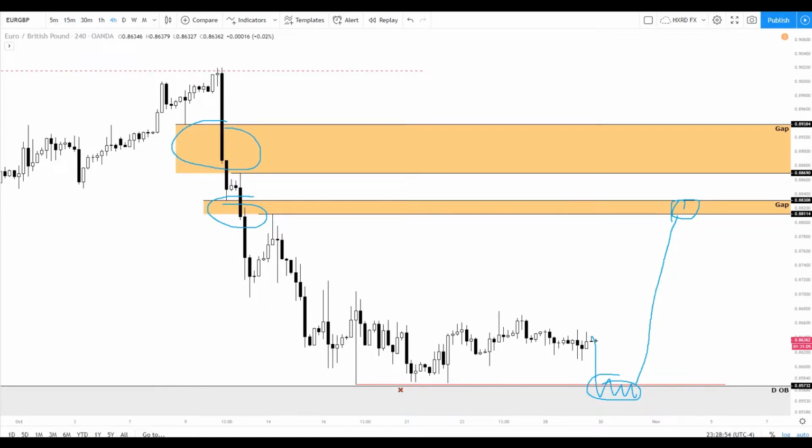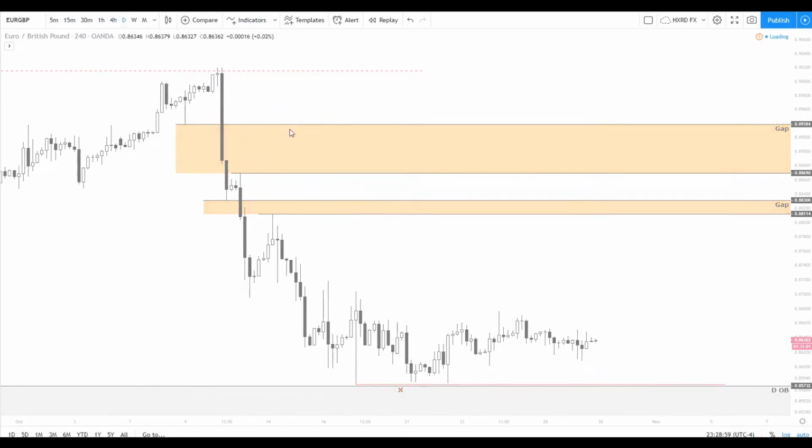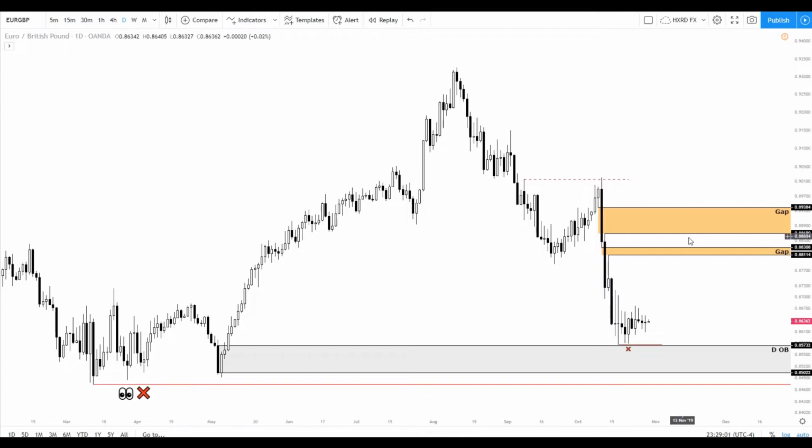That's what I have for the euro British pound. As soon as we fill in that gap, we could retrace into there and sell off, or we can retrace into here and then sell off. As soon as we get a retracement, I'm expecting this liquidity pool right here to be hunted next. That's your invalidation level. If we go above here, then the euro pound is probably going to be very bullish again.